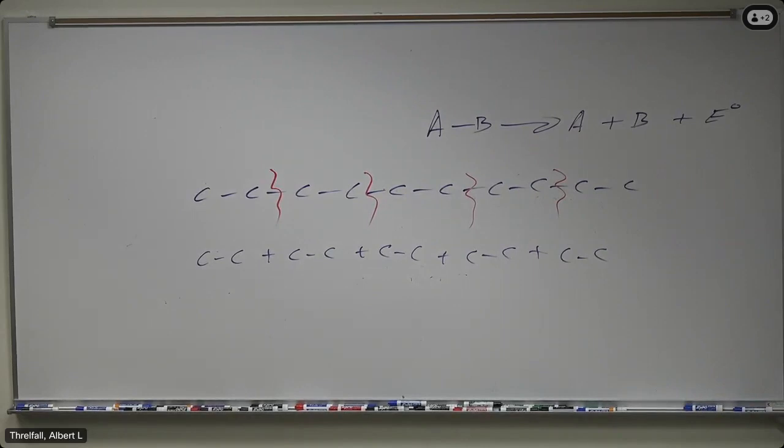For each beta oxidation, you get 1 NADH and 1 FADH. So how many ATP does that equate to? 5, because the NADH is worth 3, the FADH is worth 2.